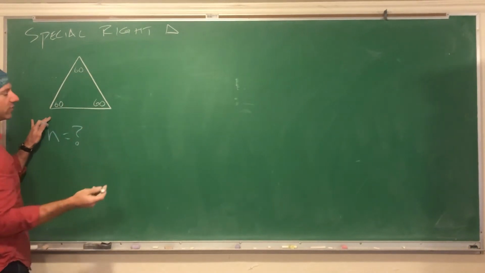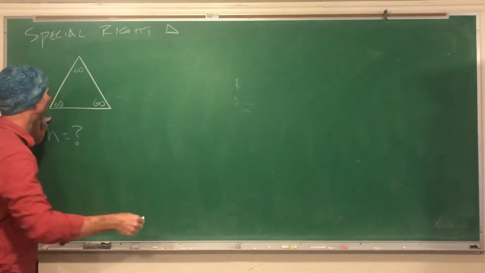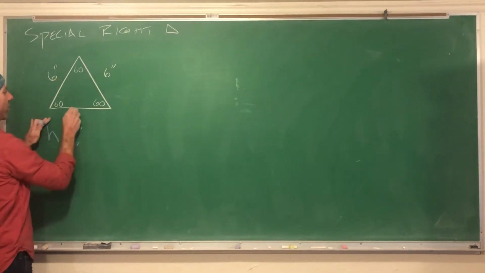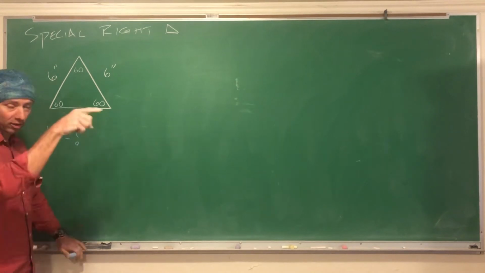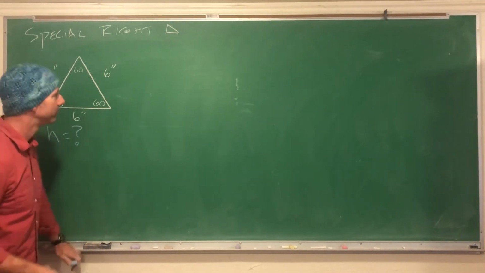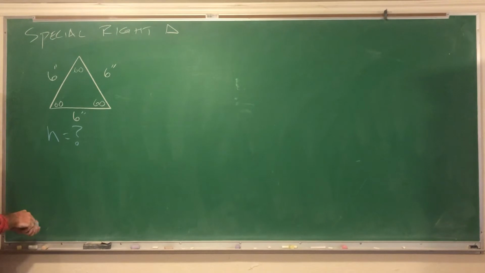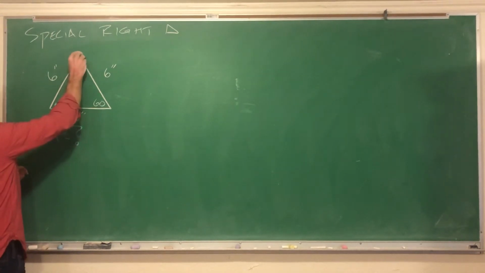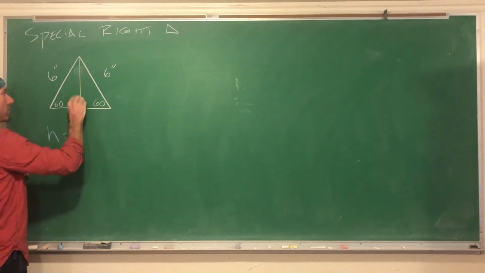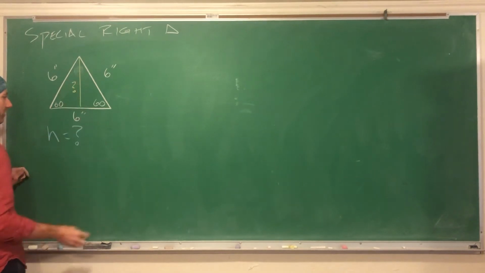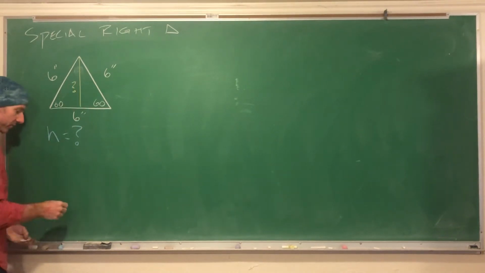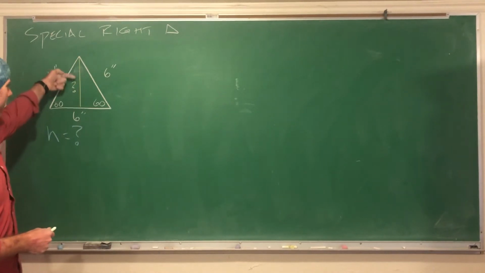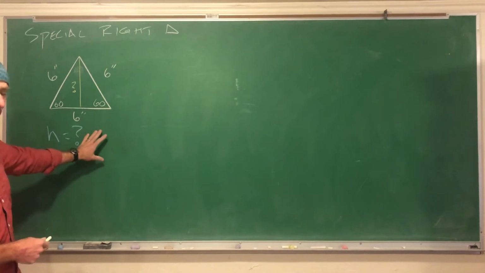Okay, and for sake of today's example, I'm going to call this 6 inches. Now obviously, not all equilateral triangles are 6 inches, okay? But today it is. I want to know how tall this triangle is. Okay, that's my height.